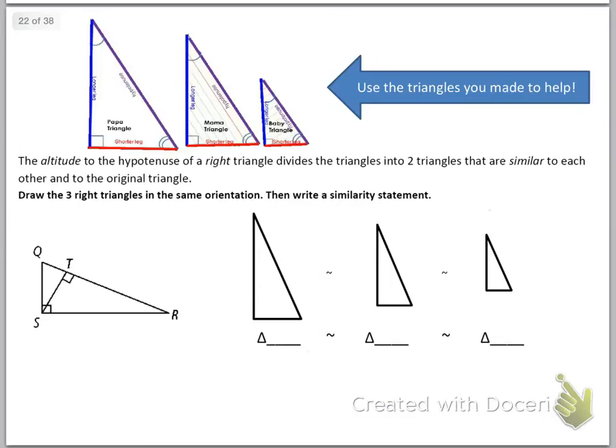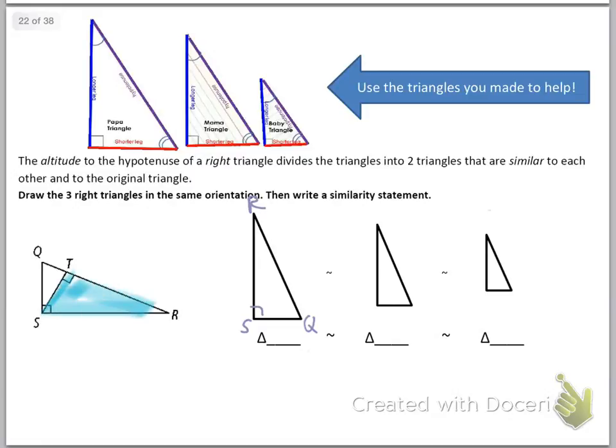Okay, so the altitude of the hypotenuse, we're going to build our own. First let's do our papa triangle. I'm going to highlight the entire thing here. It looks like the right angle sits at S. The tippy top point on my long leg sits at R, and my other short leg angle is Q. If I erase it, we're going to do mama.